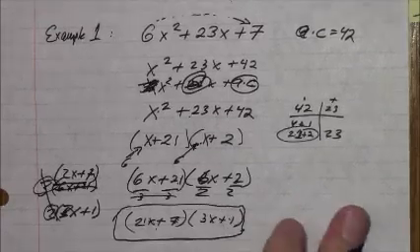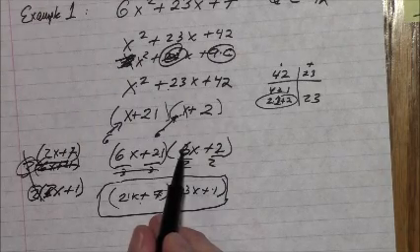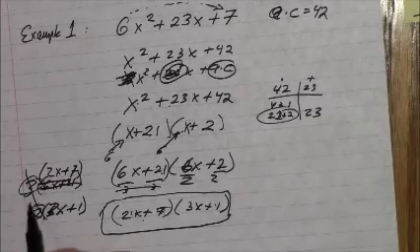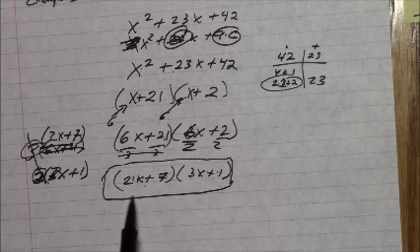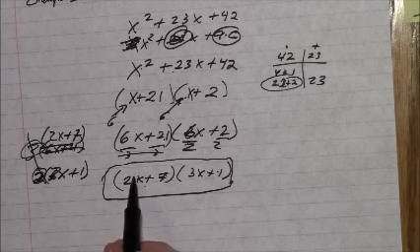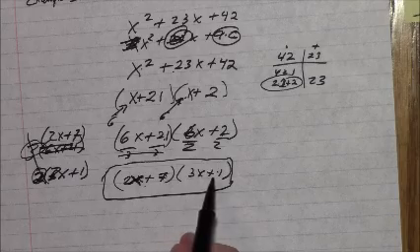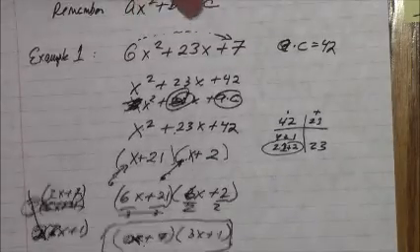The reason for that is there's only one 6 here, but I put 2 6's in. I only need 1. So by taking out the common factors, I take out enough to multiply to make one of those 6's. So what I'm left with is 2x plus 7 and 3x plus 1.